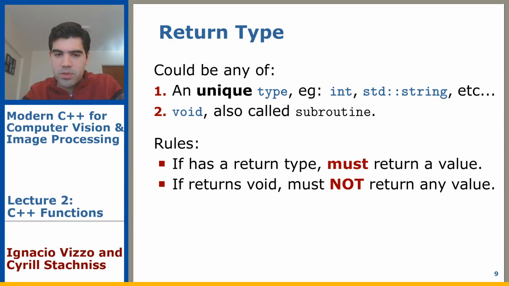And there are some rules. So if the function has a return type, like integer, it must return a value. Otherwise, the compiler will give you a warning. But in the case of the homeworks, you will have an error, and then your build will fail.